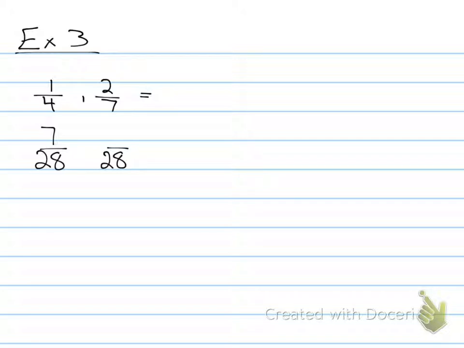4, so 2 times 4 is 8. And now that I'm comparing same size fractions, now I can look at my numerators, and is 7 greater or less than 8? It's less than, so the less than sign belongs in the blank. Okay, and I box it as my answer.